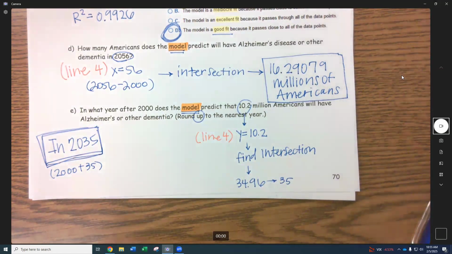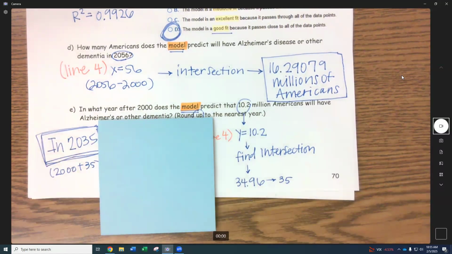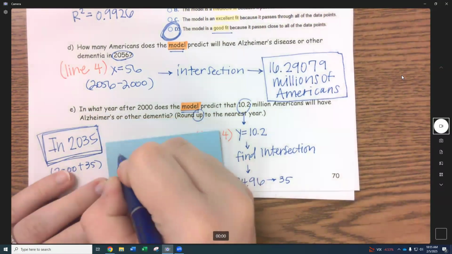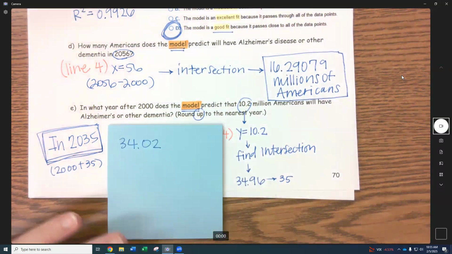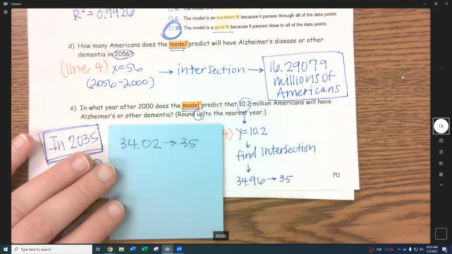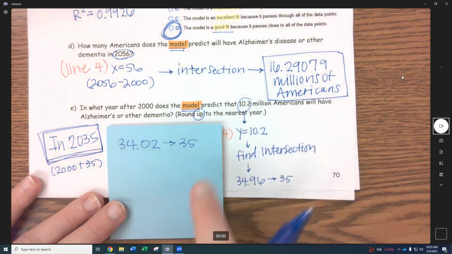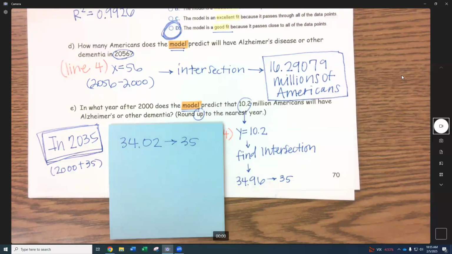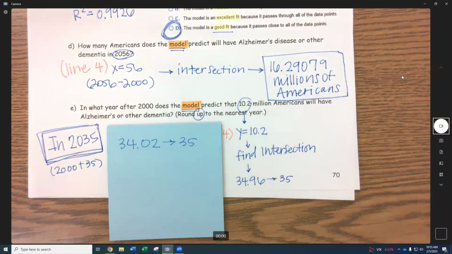For example, let me get a sticky note here. Let's pretend instead of 34.96, let's pretend that I got 34.02. This right here, because it is rounding up, would still be 35. If I technically round, this rounds to 34, but if I am rounding up to the nearest year, it's going to be 35. So rounding up means take whatever that number is and go up to the next whole number, regardless of what the numbers are after the decimal.